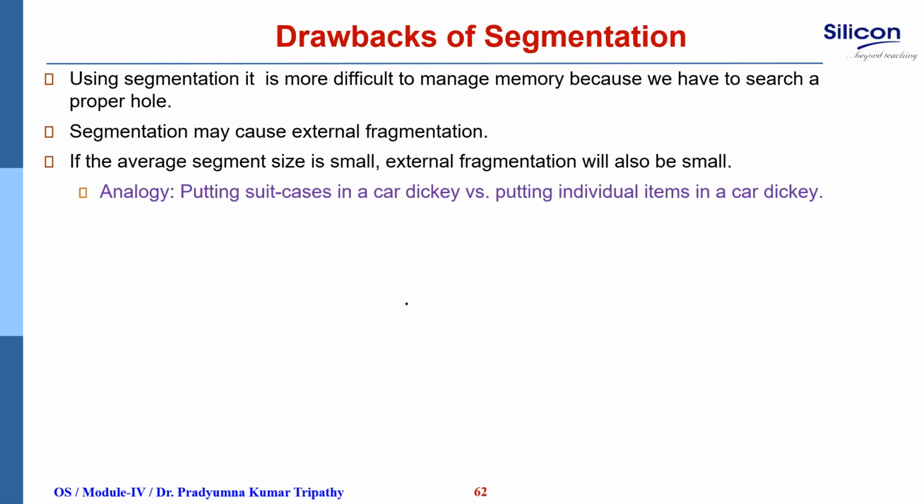Now, the drawback of segmentation. Using segmentation, it is more difficult to manage memory because we have to search for a proper hole. A particular segment has to be stored in a continuous location, so we have to search for an appropriate hole where it can be kept. Therefore, segmentation may cause external fragmentation. Correct? If the average segment size is small, external fragmentation will also be small.